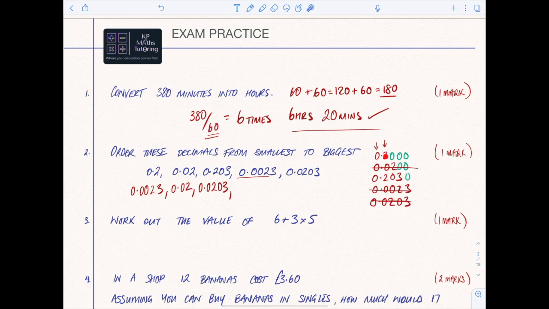Go back here. 0, 0, 2, 2, 0, 0, then 0, 3. So then this is the next smallest one, 0.2, cross that off, and then you're left with 0.203 as your final one. So always go back to the start each time, and then you're looking for the next smallest number. If 2 numbers match up, so like for example where it's 0, 0, 0, go to the next number and find the next smallest one. Okay, so that's your next one.